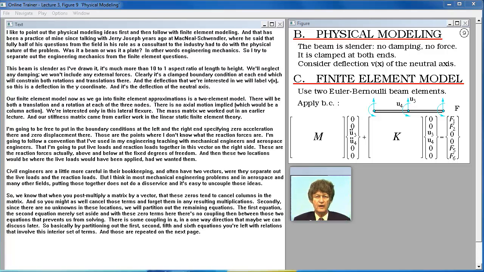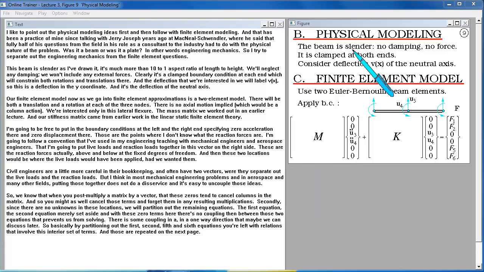I like to point out the physical modeling ideas first and then follow with finite element modeling. And that has been a practice of mine since talking with Jerry Joseph years ago at McNeil Schwindler, where he said that fully half of his questions from the field in his role as a consultant to the industry had to do with the physical nature of the problem. Was it a beam or was it a plate? In other words, engineering mechanics. So I try to separate out the engineering mechanics from the finite element questions.